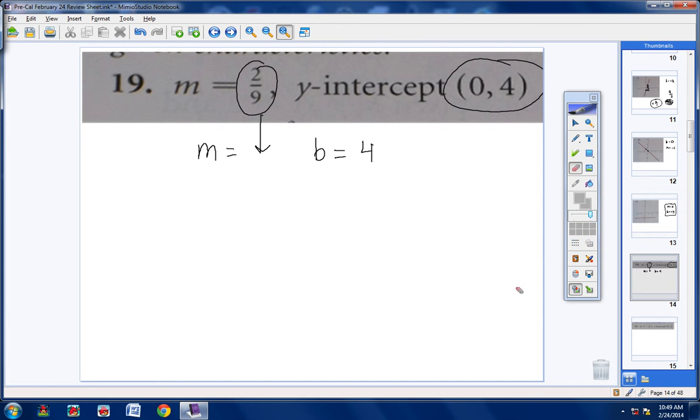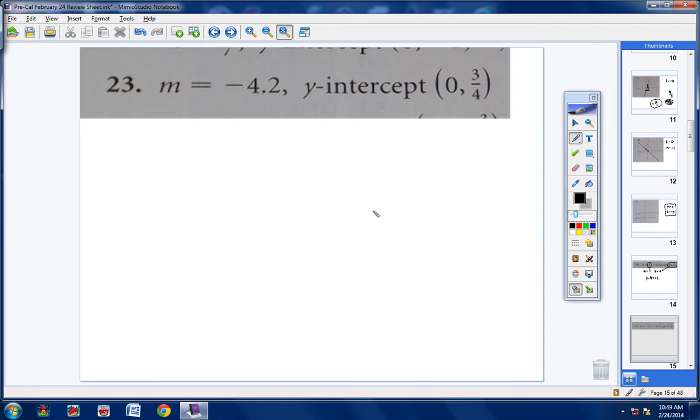Okay, so they've given both of those to us, so you simply write your linear equation. Y equals, your slope goes in front of the x, and then plus 4. There we go. Moving on to 23.